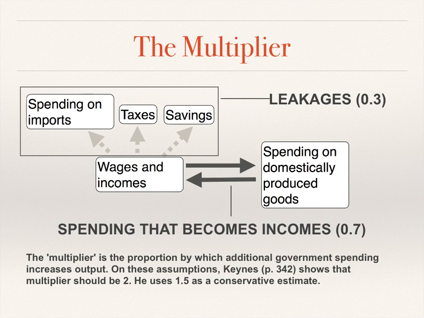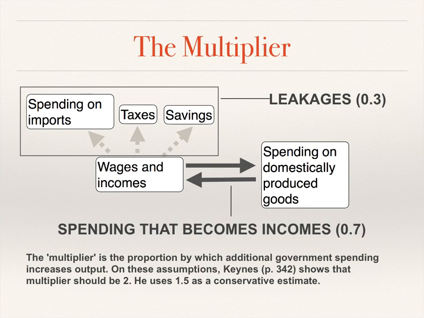And in The Means to Prosperity that you're reading for this week, Keynes walked through the calculations you need to do this. He says, let's imagine that the leakages are 30% or 0.3, and that the rest of the spending that turns into incomes is about 0.7, right? So if you imagine the government spending on public works, 70% of that should turn into incomes for someone in the economy, and 30% won't.